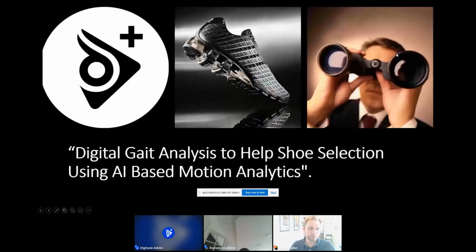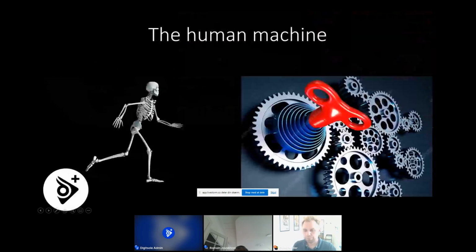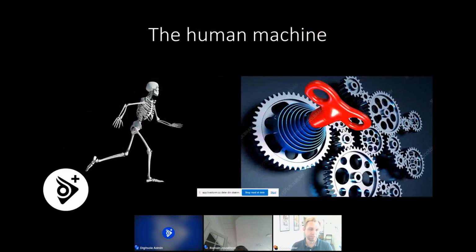So going back to the actual concept of it, digital analysis to help shoe selection using AI-based motion analytics, putting on the big binoculars of today and looking into shoe selection and how Digital Pro is able to support us in our everyday life. First of all, when we talk about people who are active and who are running or walking or hiking or using their foot and their extremities as their primary load, we also have to address one thing, and that is that the human machine, as illustrated here, is a whole. So we don't just walk or run or do our sports with only the feet or the knees.